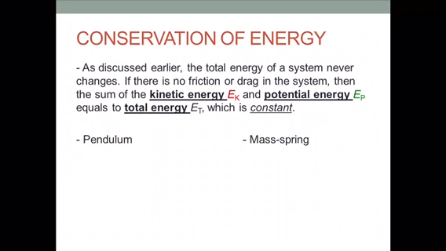As discussed earlier, the total energy of a system never changes. If there is no friction or drag in the system, then the sum of kinetic energy, Ek, and potential energy, Ep, equals to total energy, Et, which is constant. So let's look at these two systems. First one will be a pendulum, which is a ball on a string that oscillates due to gravity. So right now we're holding the ball.